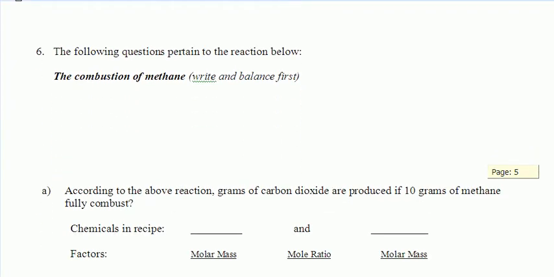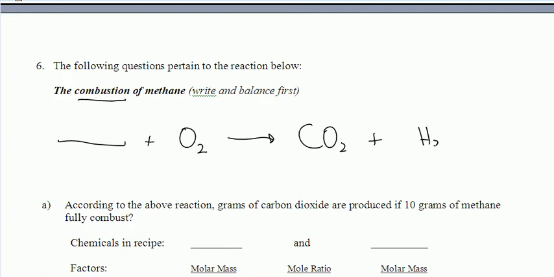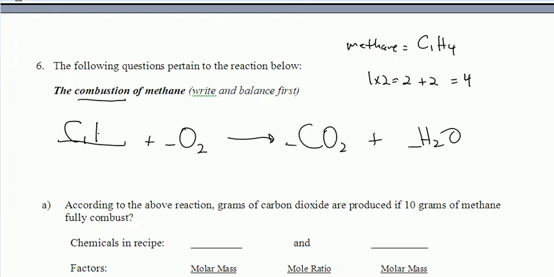This last problem is a great review for the final. It says the combustion of methane. Well, remember, combustion is something plus O2 produces CO2 and H2O. That something is methane. Methane equals CH4. 1 times 2 equals 2, plus 2 equals 4.